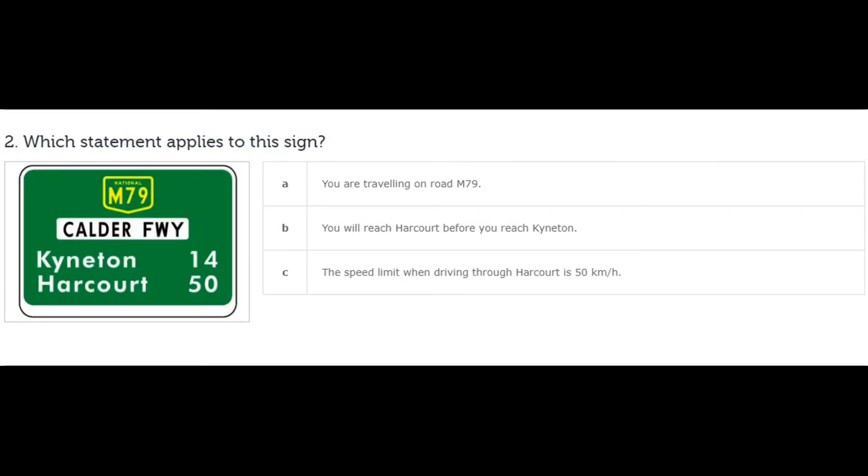Question 2. Which statement applies to this sign? A. You are travelling on road M79. B. You will reach Harcourt before you reach Kyneton. C. The speed limit when driving through Harcourt is 50 km per hour.